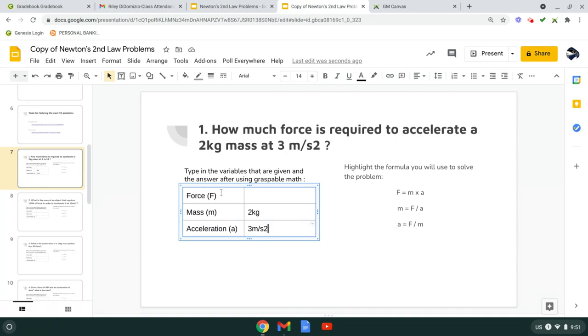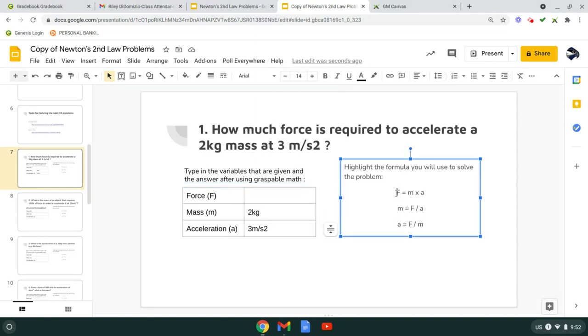The next thing, we do want to fill in the force, but we don't know the answer to that yet. So we have to look over here. It says highlight the formula you will use to solve the problem. If we're looking for force, you've got a choice of F equals M times A, M equals F divided by A, or A equals F divided by M. Since we're looking for force, we will be using F equals MA.